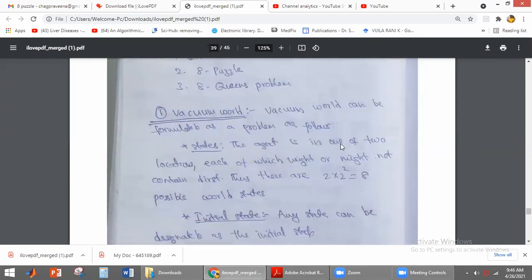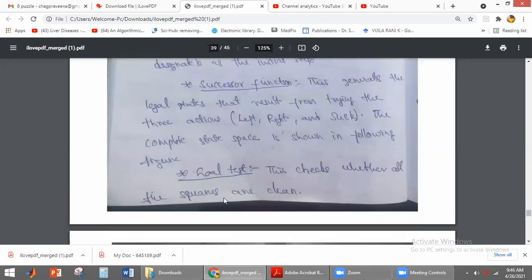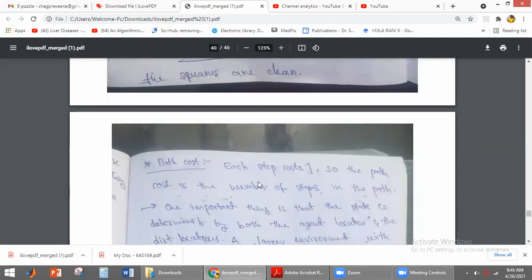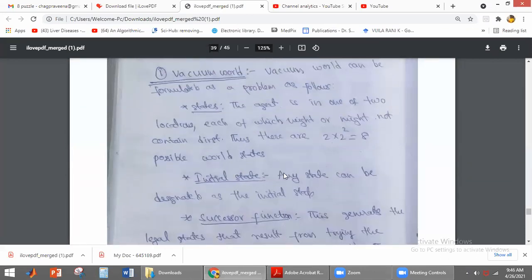In the vacuum world problem, to define the problem, what are the elements we have to consider? The state, initial state, successor function, goal test, and path cost. These are the 5 parameters we have to consider whenever we are defining the problem.